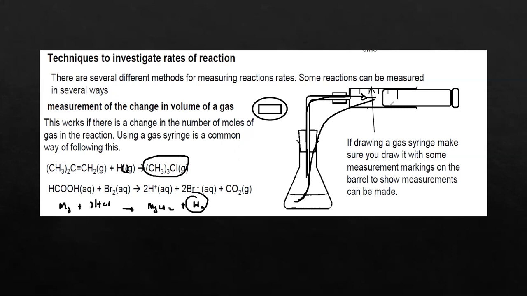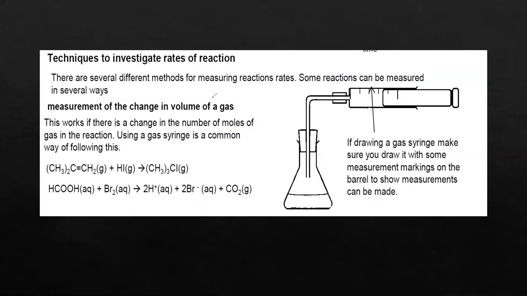So we need a gas syringe, or we can use a measuring cylinder as well, inverted on the water, so that we can observe if any insoluble gas is given off. So this only works when there is a change in concentration or amount of moles of a gas. Is it clear? This is one of the techniques which can be used to measure the rate or the speed of reaction.